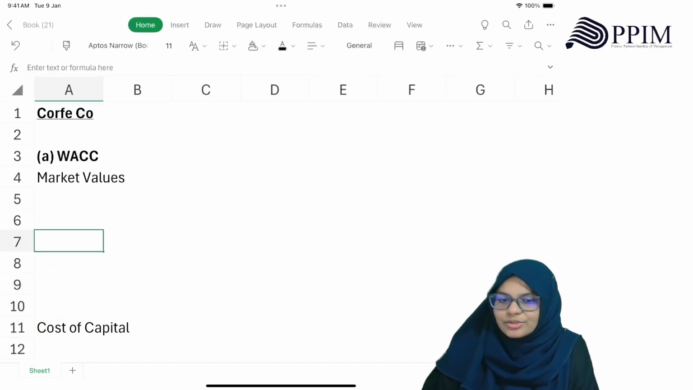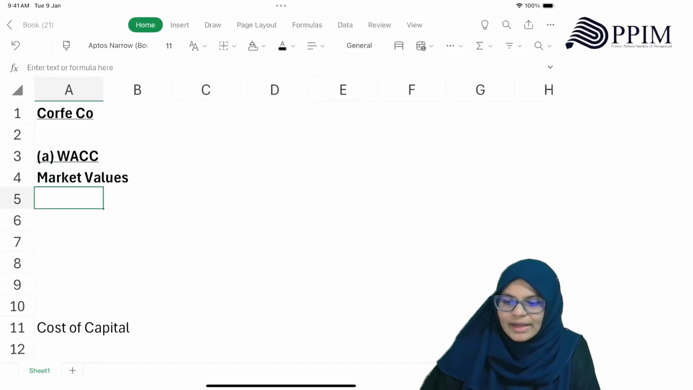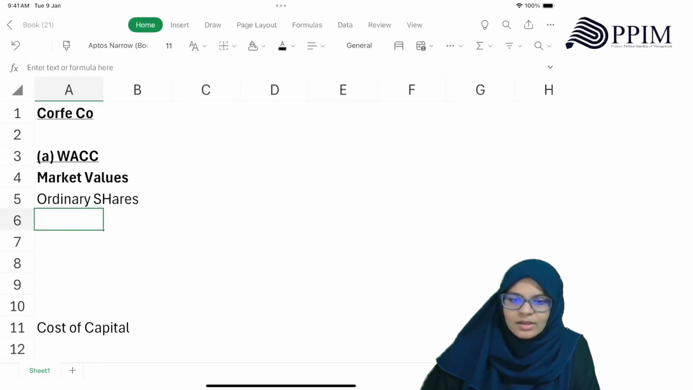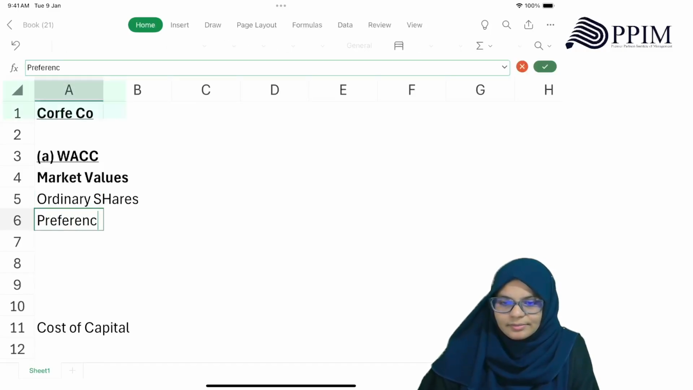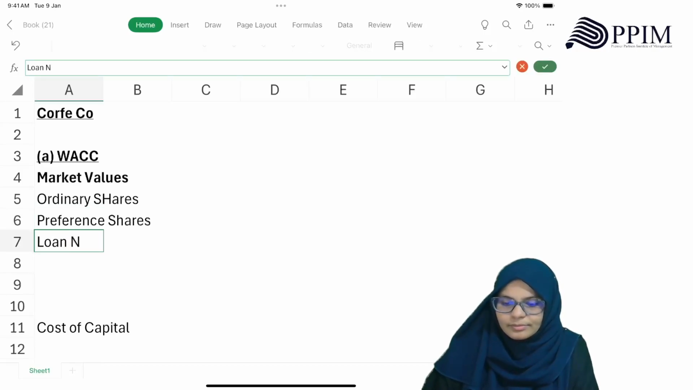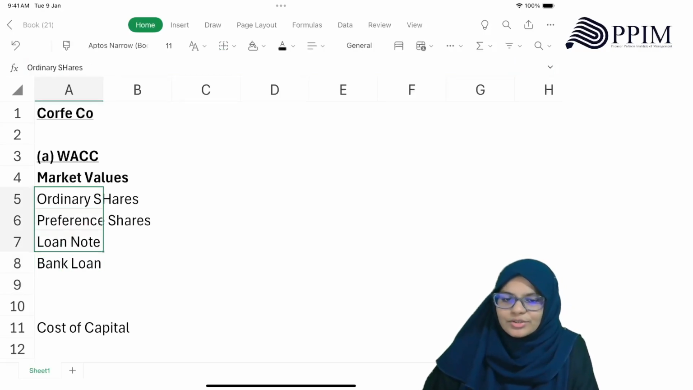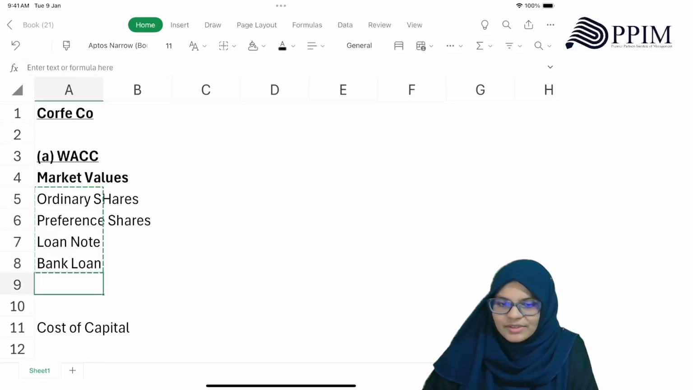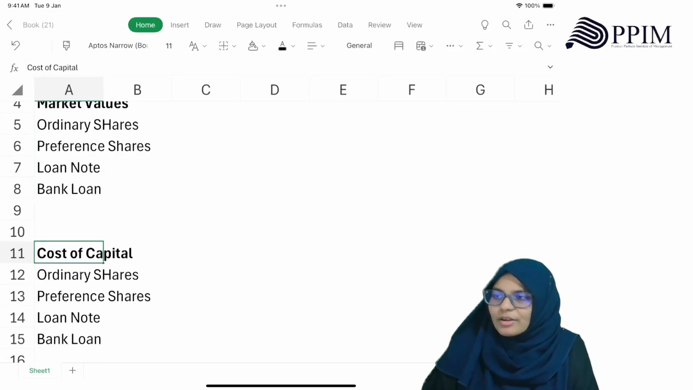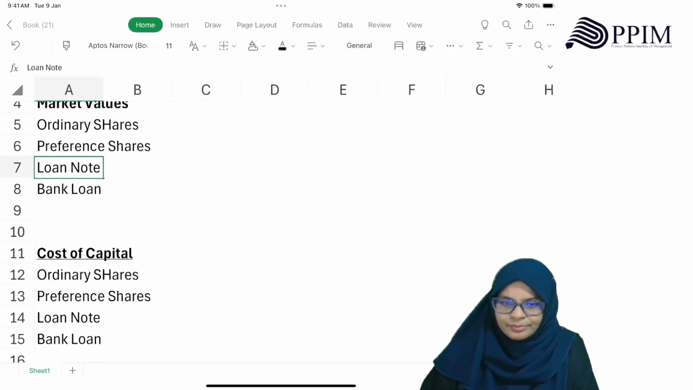And there are 4 financial instruments in this particular question. What were the 4? We had ordinary shares, then we had preference shares, then there was a loan note, and there is a bank loan. Right? So for all these four instruments, you have to find out their market values first. Then you have to find out their cost of capital as well. And then it's just a matter of using that WACC table to get the weighted average cost of capital. Okay, so this will be your structure.